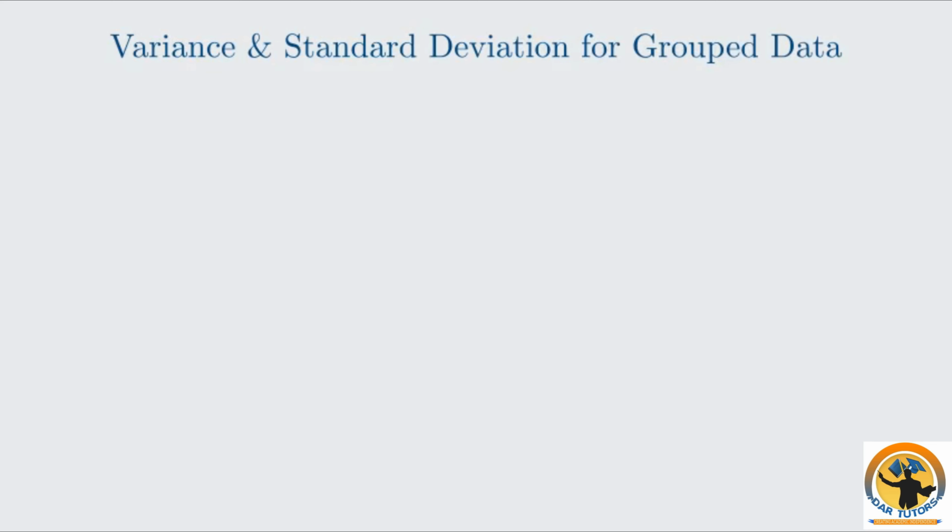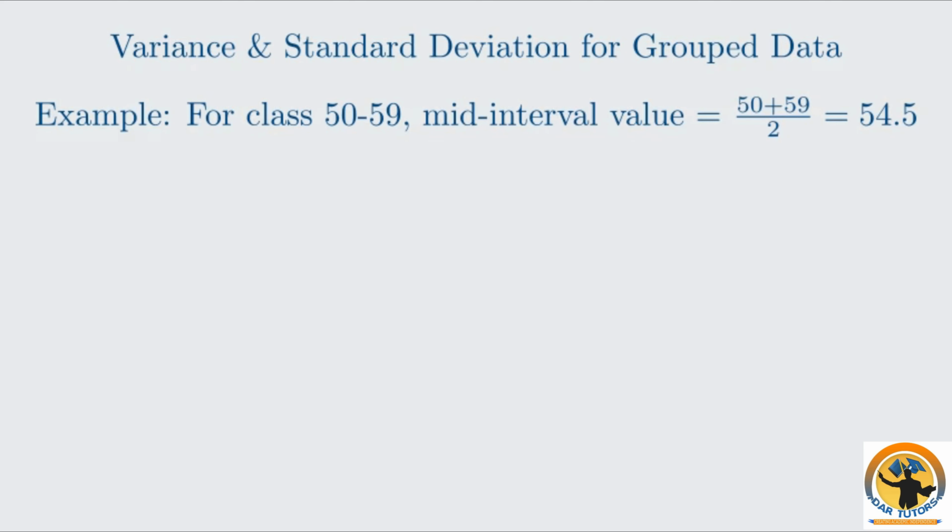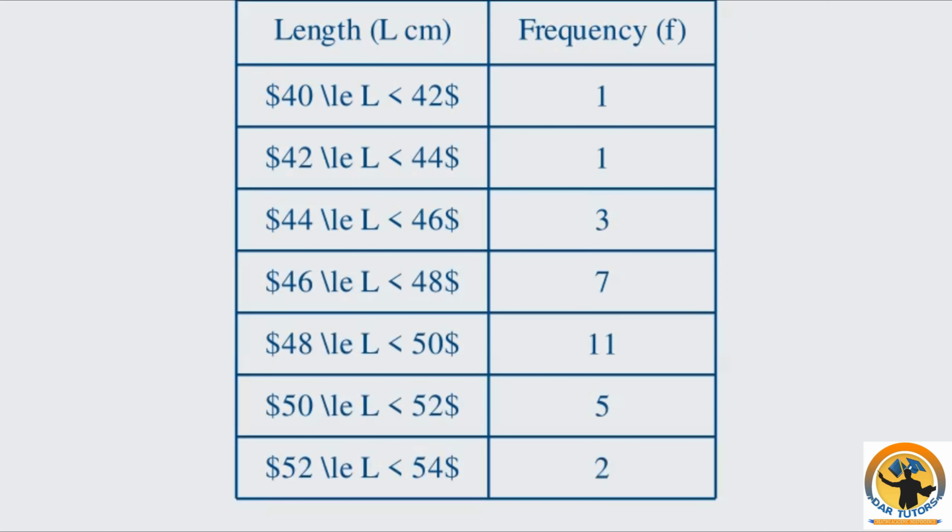Often, data is given in classes or intervals. In these cases, we cannot find the exact standard deviation, but we can make an estimate. The method involves using the mid-interval value, which is the average of the upper and lower bounds of each class. For example, for a class interval of 50 to 59, the mid-interval value, or class center, is 50 plus 59 divided by 2, which is 54.5. We then treat this mid-interval value as if it were the actual data point for all the frequencies within that class. The calculations then proceed exactly as with a frequency table.